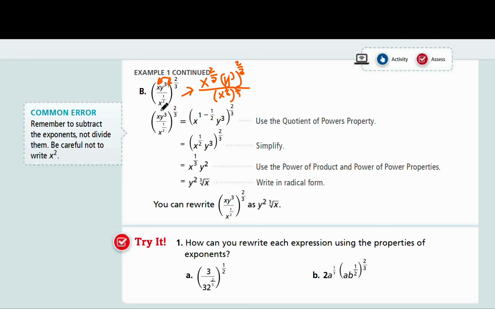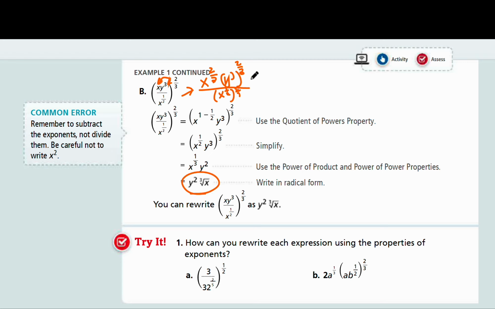And you have 1, if there's no power, it's just automatically power of 1, right? So 1 minus 1 over 2 would be the new power, which is just 1 over 2. And then you have y cubed. So this one, then you can distribute the powers and say, oh, 1 over 2 times 2 over 3 is 1 over 3. And then y cubed times 2 thirds would just be 2. And then you'd be able to simplify and write it in radical form.